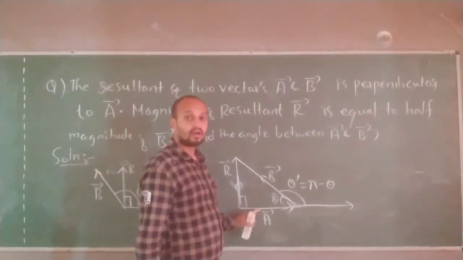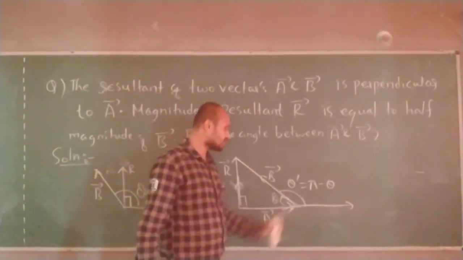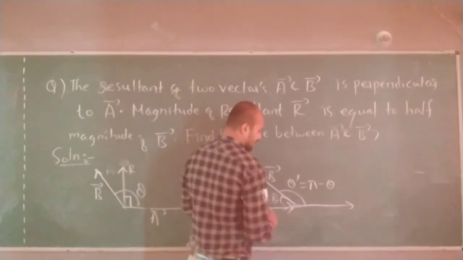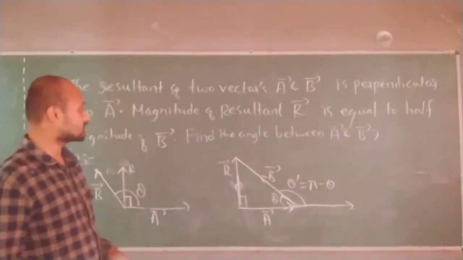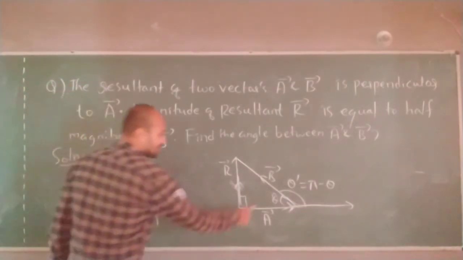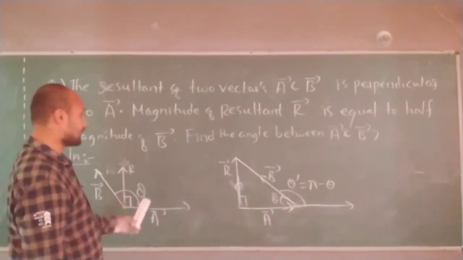One tail of vector A has to join the tail of vector B. That is the thing. So this is the angle I must find. Correct now? This is the angle. What is that? Theta dash. So from this definition, the magnitude values are already given.